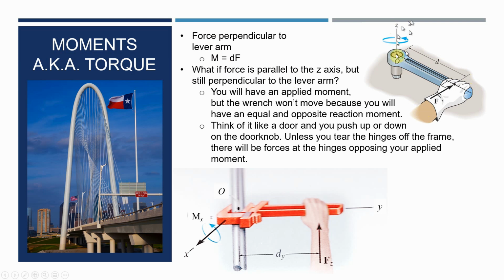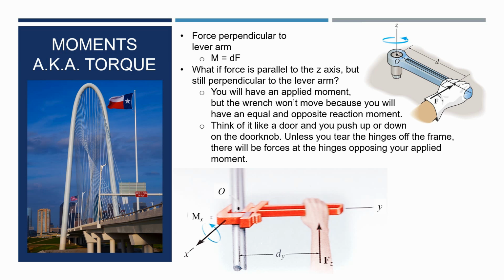If the force is parallel to the z-axis, but still perpendicular to the lever arm, will you have an applied moment? The answer is yes, but your wrench won't move because it's being opposed by an opposite torque. It's like pulling up on the door handles of a door. You're applying a torque, but there's a reaction torque, a reaction moment.